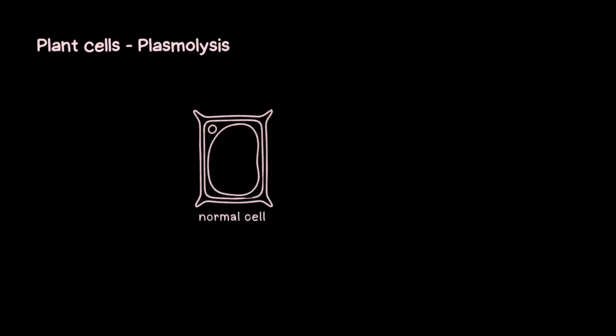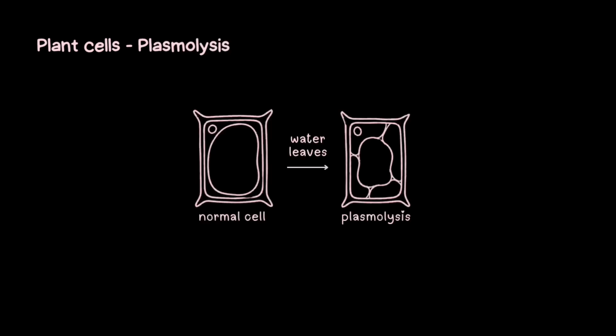Meanwhile, in plant cells, this is called plasmolysis, which means the inside of the cell pulls away from the cell wall because water leaves the cell. Plasmolysis can be observed under a microscope, especially in lab experiments where scientists use salt solutions to clearly see how plant cells lose water. Plasmolysis happens when plant cells lose too much water, causing the cell membrane and cytoplasm to shrink away from the rigid cell wall.